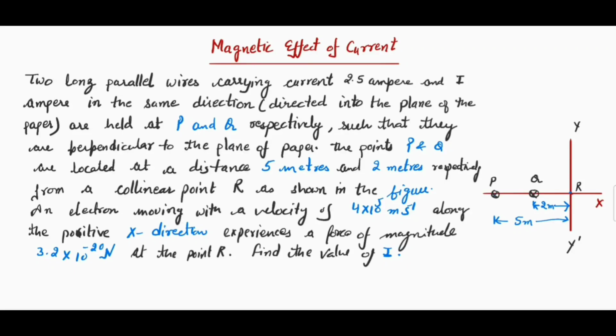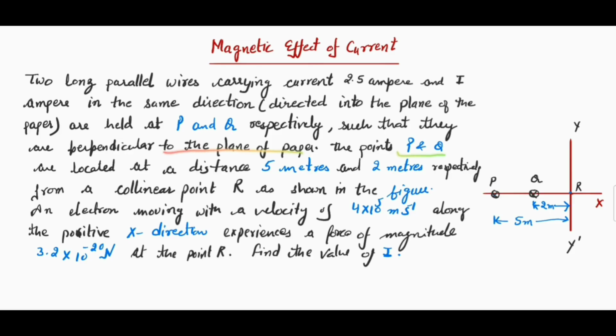Hello student, let's do this wonderful question which I have taken from magnetic effect of current. Here in this question, two long parallel wires carrying currents of 2.5 ampere and I ampere in the same direction, directed into the plane of paper, are held at points P and Q respectively, such that they are perpendicular to the plane of paper.